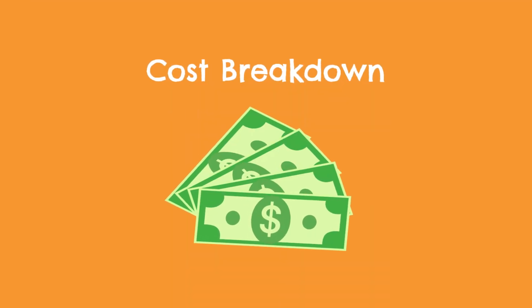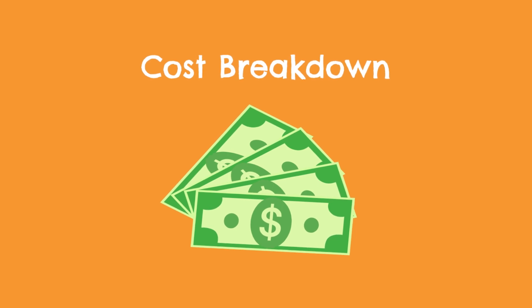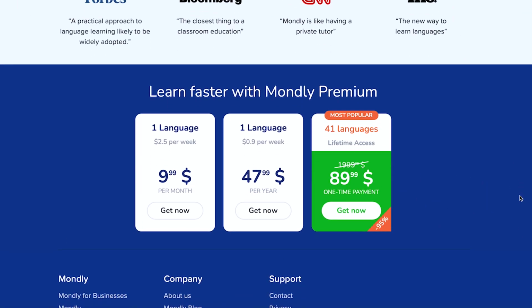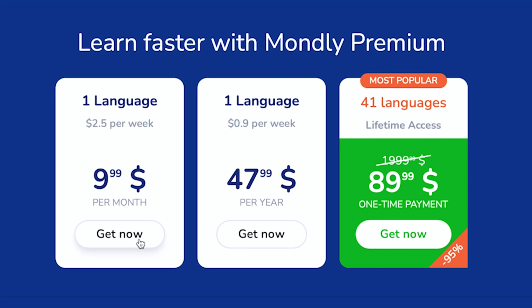Alright, so before I get into what I like and don't like about each of these apps, let's quickly talk about cost. So Mondly has 3 different packages to choose from. A 1-month pay-as-you-go package, a 12-month subscription, and a lifetime access package. The pay-as-you-go 1-month subscription runs for around $10 per month. The 12-month subscription costs $48 for the year, i.e.